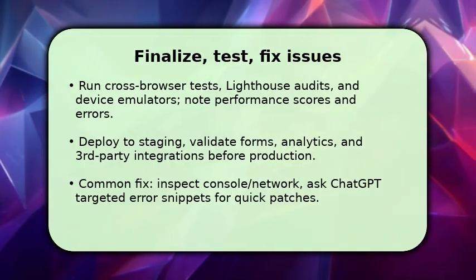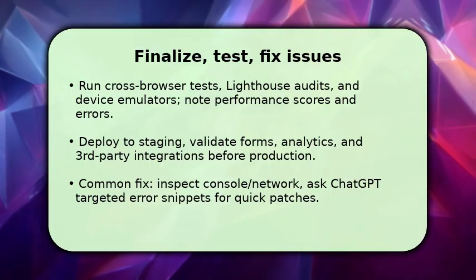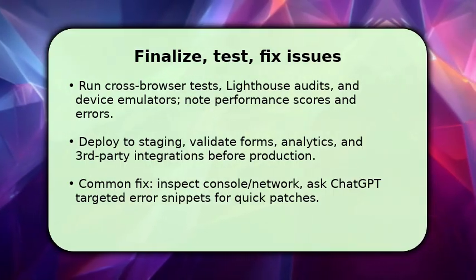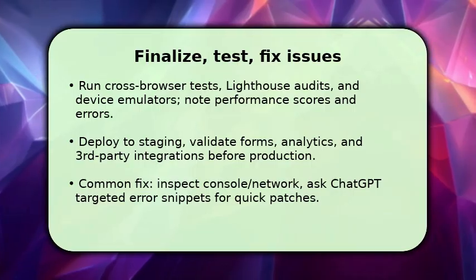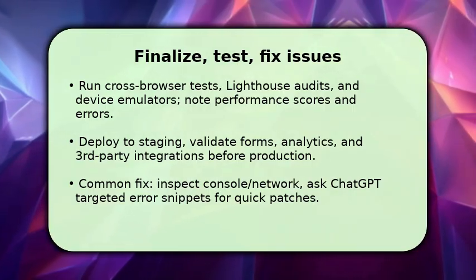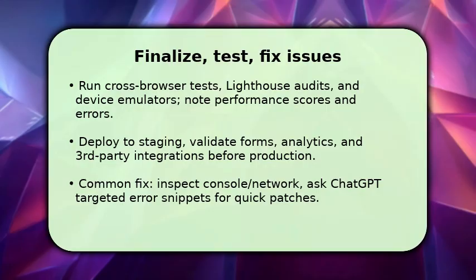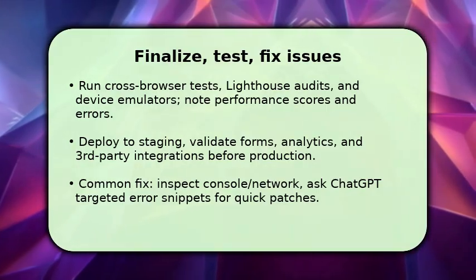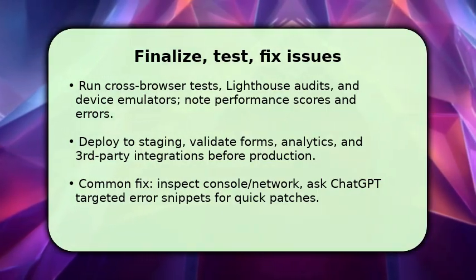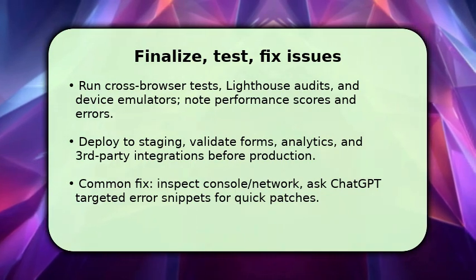Make sure to record failed tests and console errors, then ask ChatGPT for focused fixes using the exact error message and surrounding code. If something breaks in production, roll back, paste logs, and request a patch sequence. Finally, schedule periodic checks and a cleanup pass to remove unused CSS and scripts.